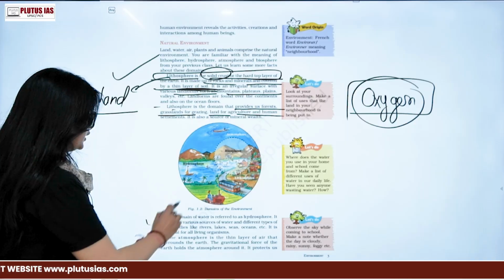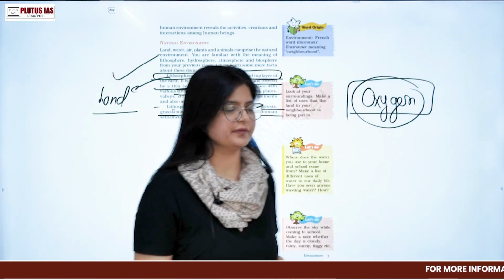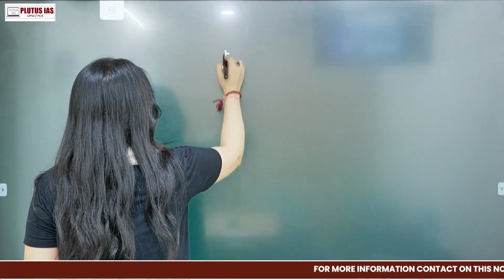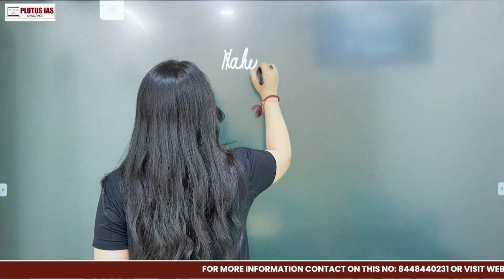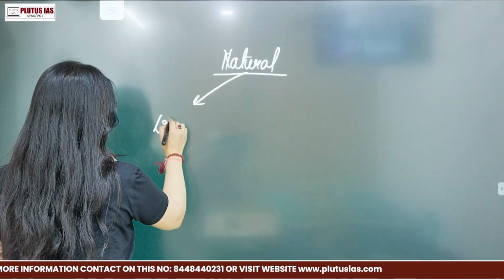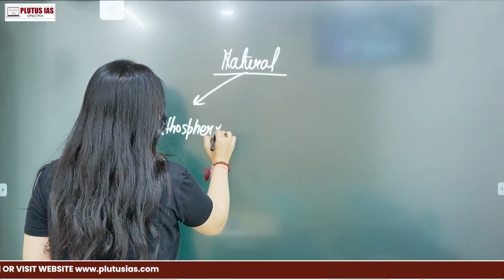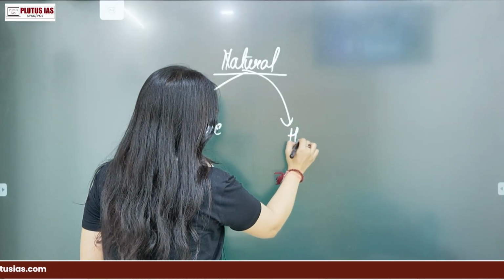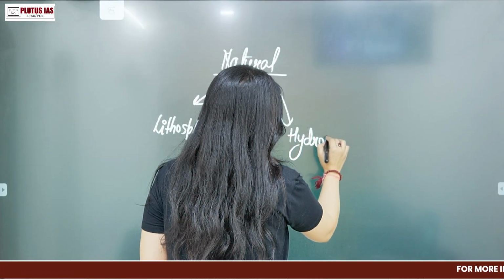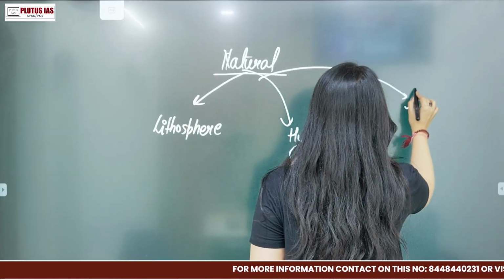Now next is hydrosphere. The first is lithosphere. What do you mean by lithosphere? So the first is a natural component. The first thing that we are taking is lithosphere. Then there is hydrosphere, and then atmosphere.